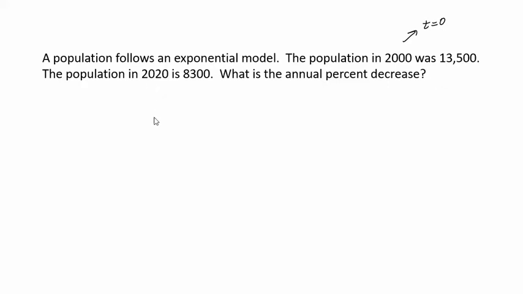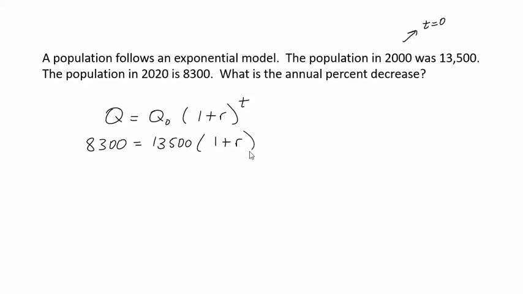All right, pause the video, set that up, see if you can solve it. Okay, so I always like to write my equation down and then plug stuff in. So my new population is 8,300. My initial population is 13,500. My rate is what I'm trying to figure out, and the time that passed between these two is 20 years.